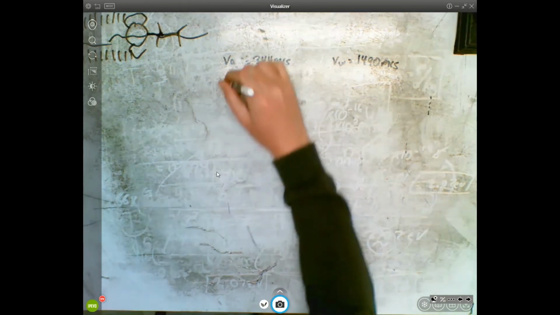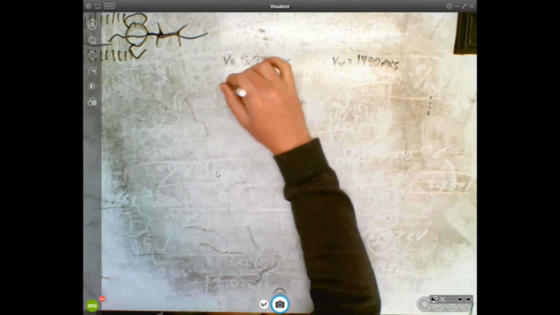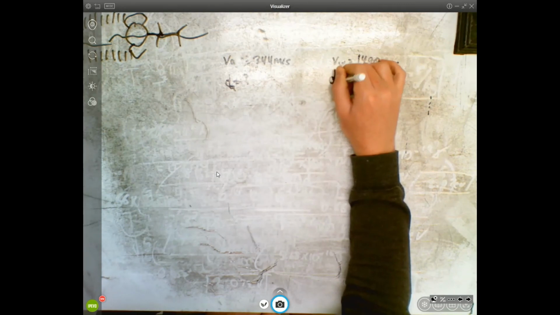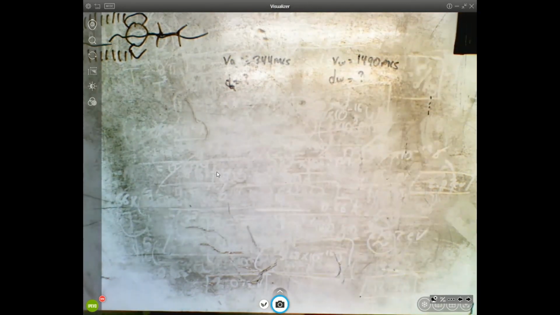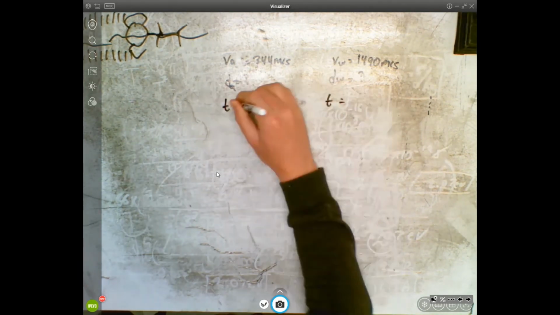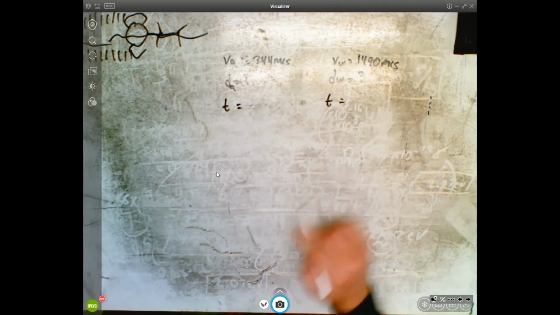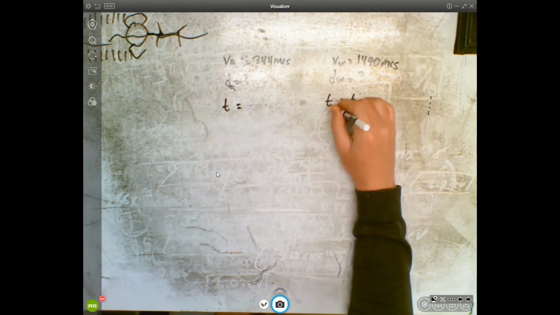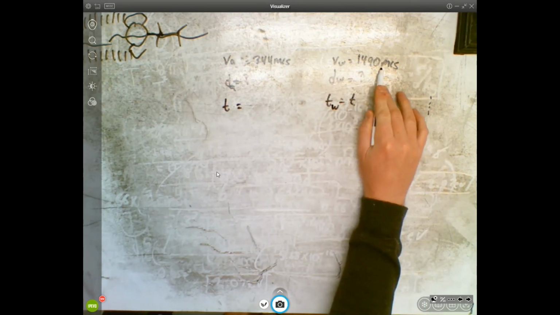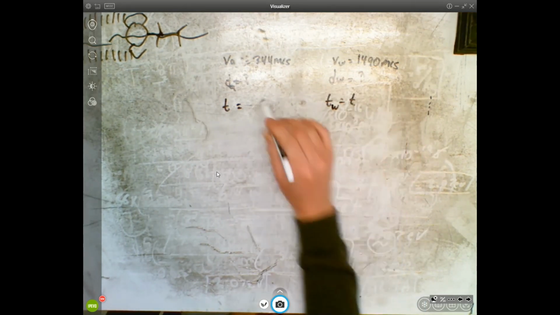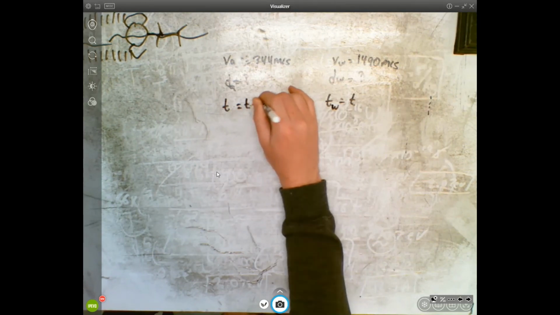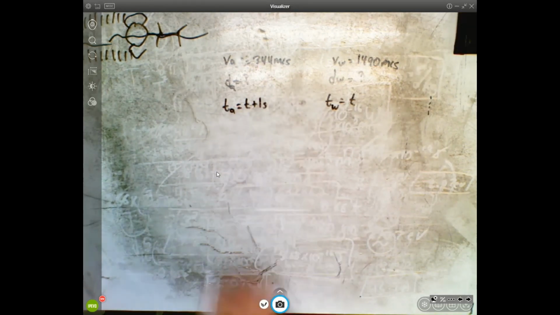And we don't know the distance in air, and we don't know the distance in water, how far away that cliff hit. And my time, they don't give us. But we do know that it hits the water ear first, so I'm going to call that time t, and then a second later the air ear hears it.